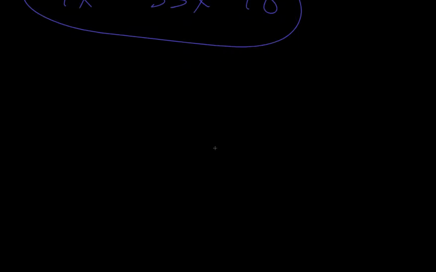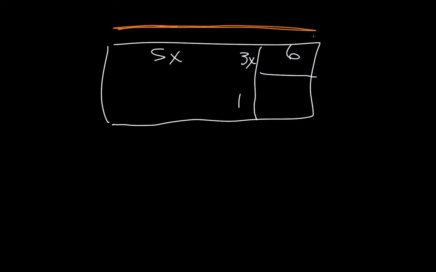Now there's one more type of problem. So we are given a rectangle. It's broken into pieces. And we're given some of the lengths. And we're asked to find the area in two different ways. So the first way I'm going to do it, I'm just going to take the length times the width.